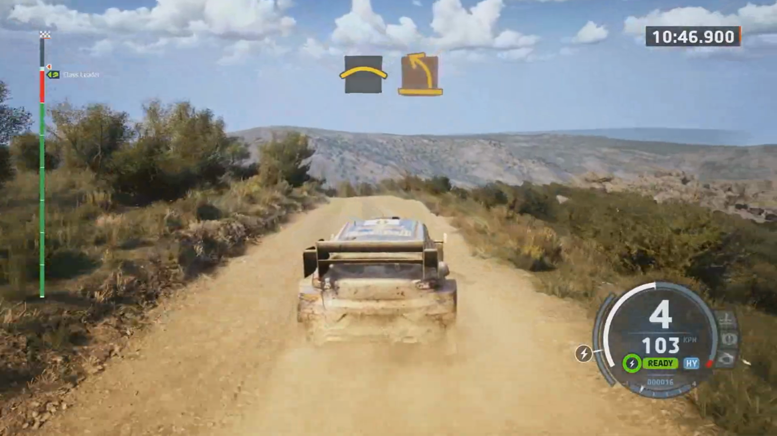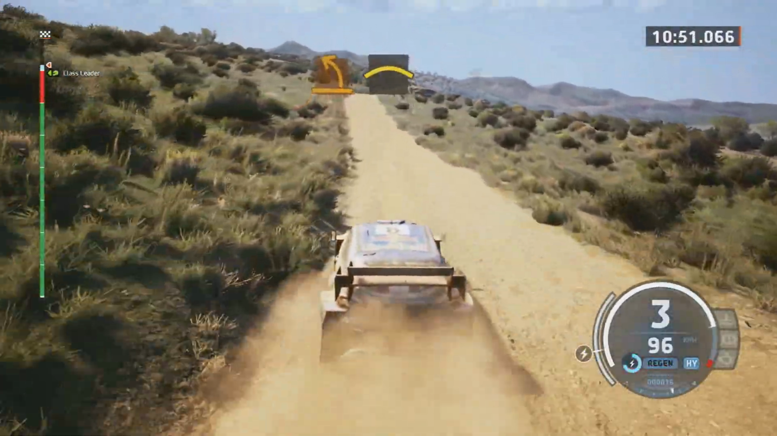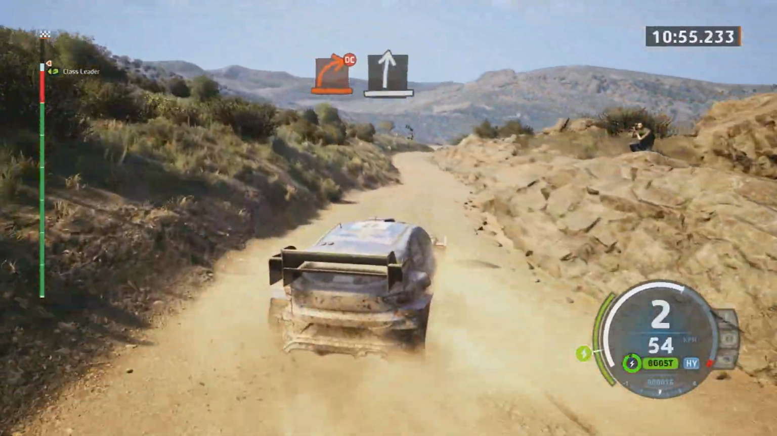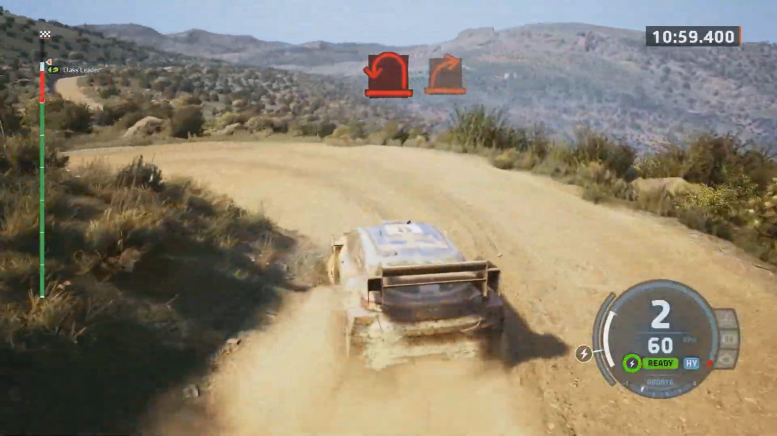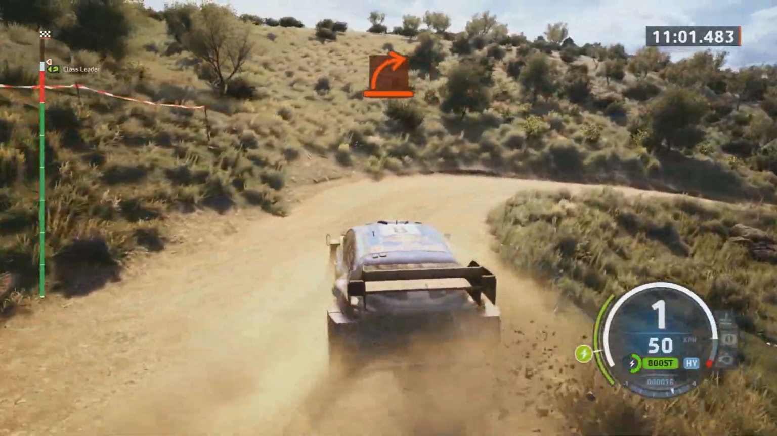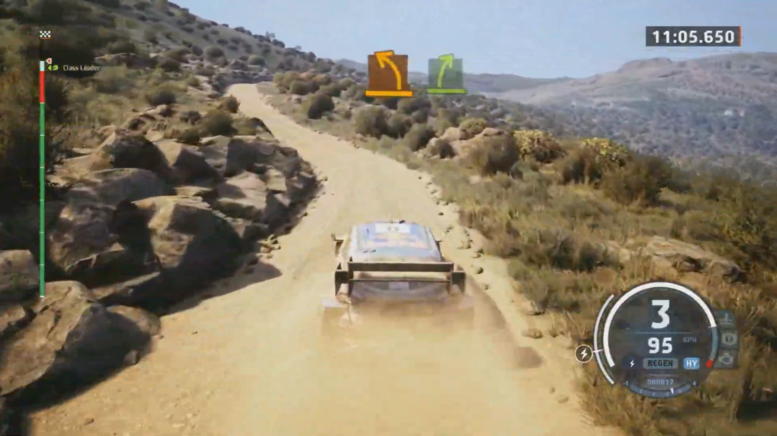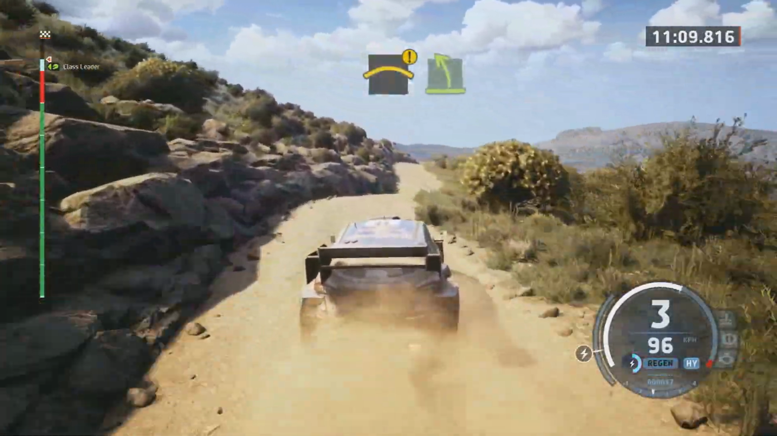Into medium left. Crest. Hard right. Don't cut. Slight right. Hairpin left. To hard right. Medium left. Through dip. Into easy right. Caution. Crest. Easy left. Crest.